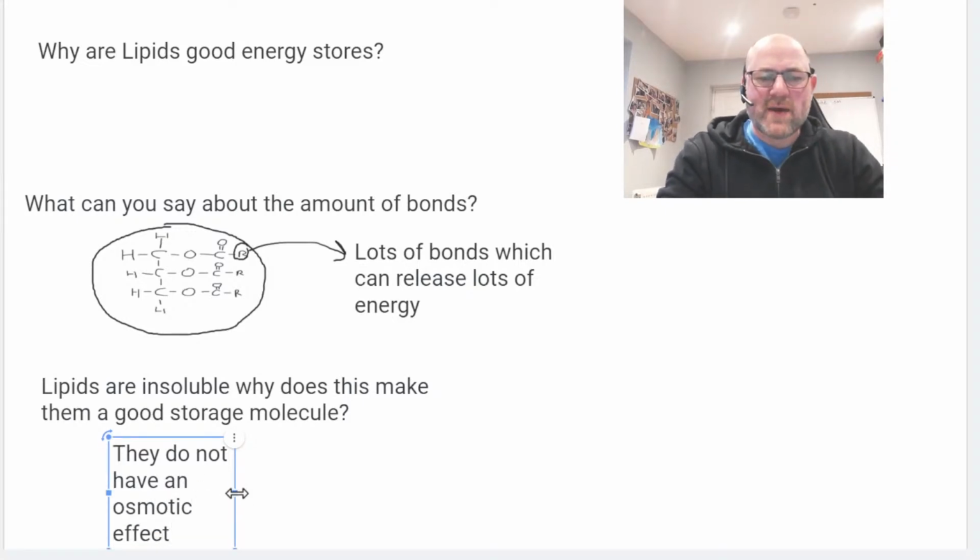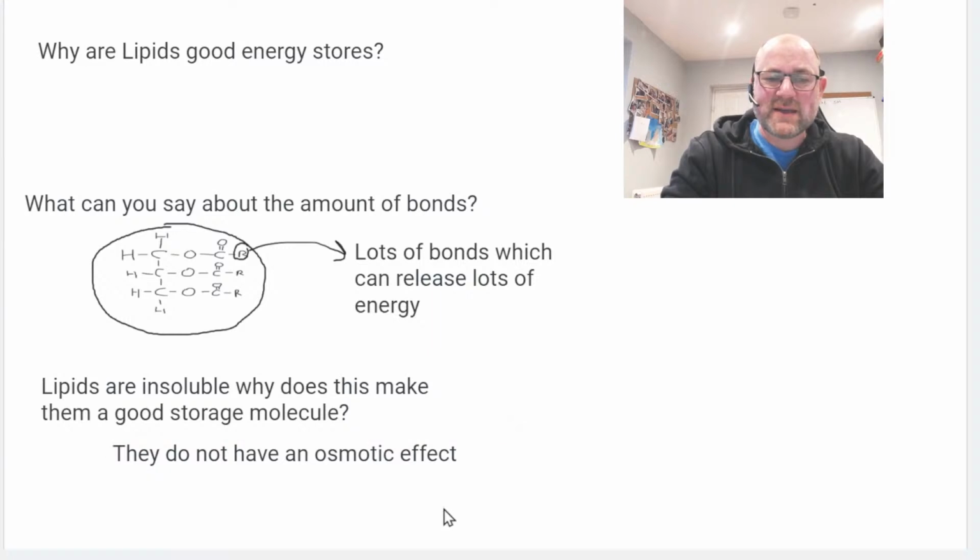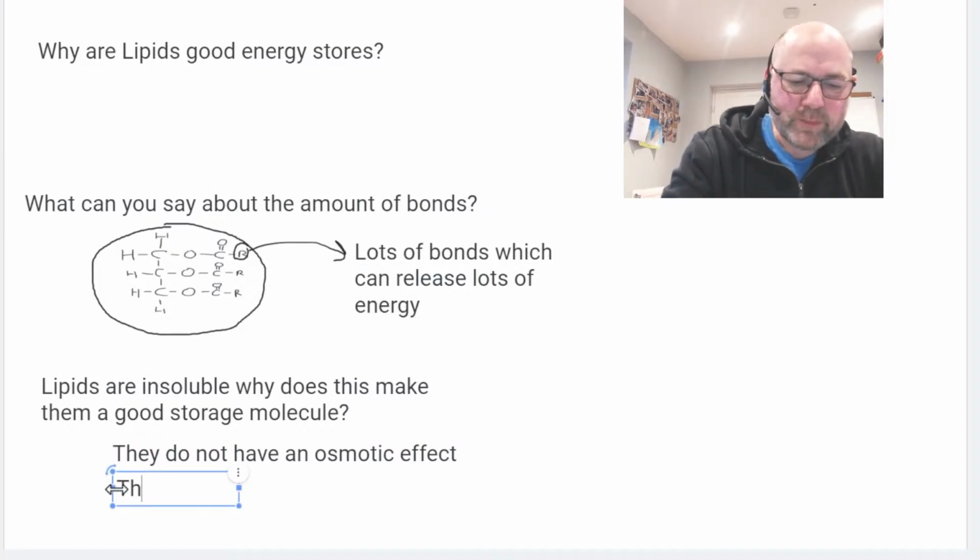Now you can describe that. That's a good term, an osmotic effect. It means, so if you wanted an explanation of that, they do not lower the water potential.